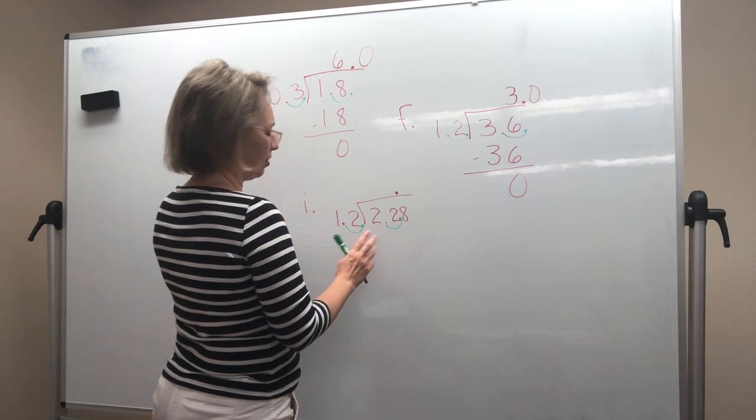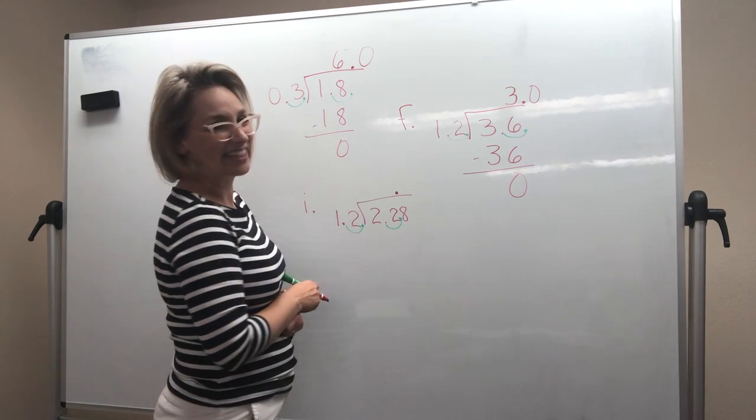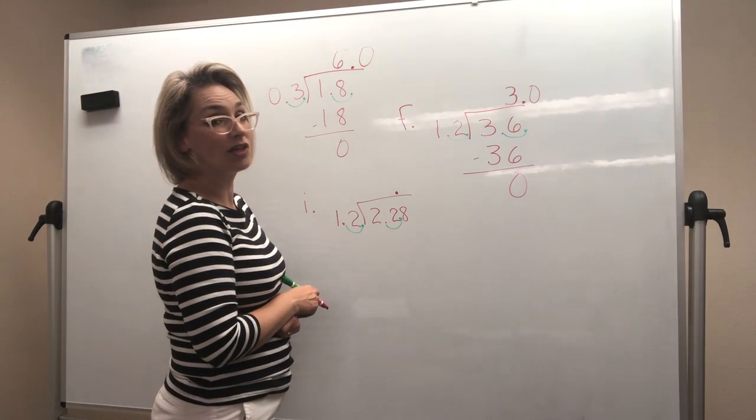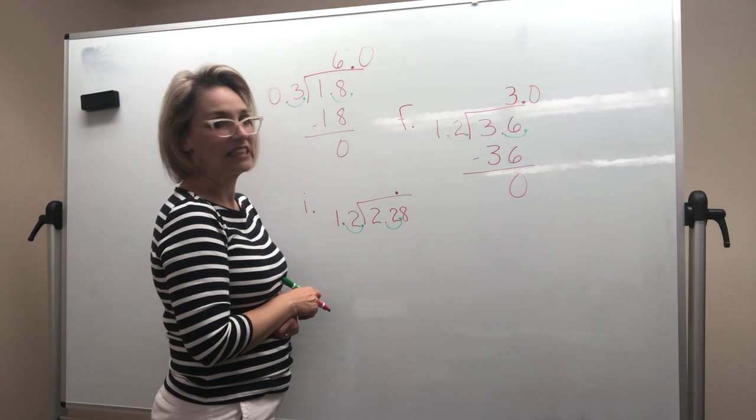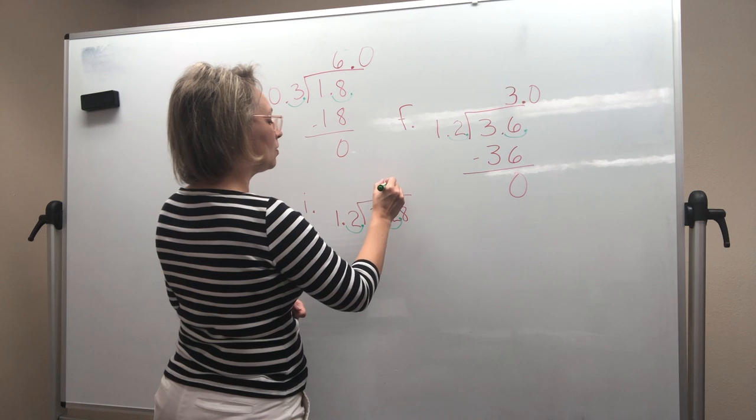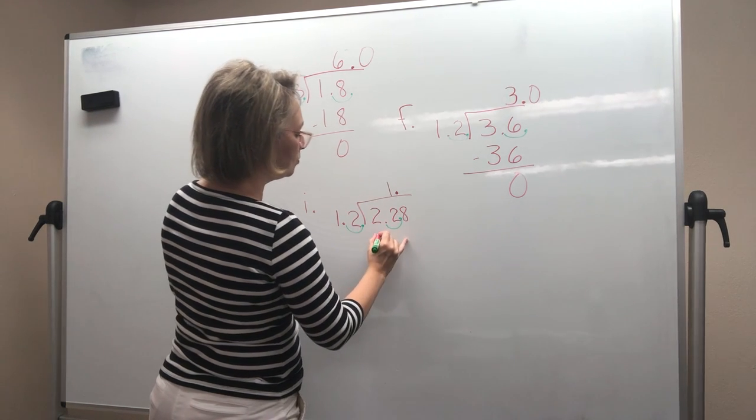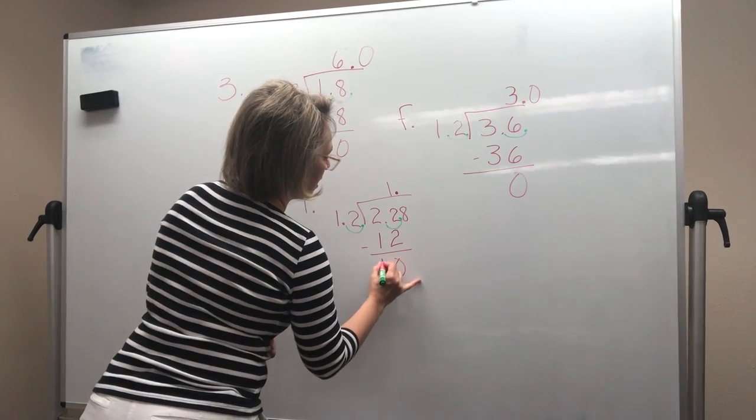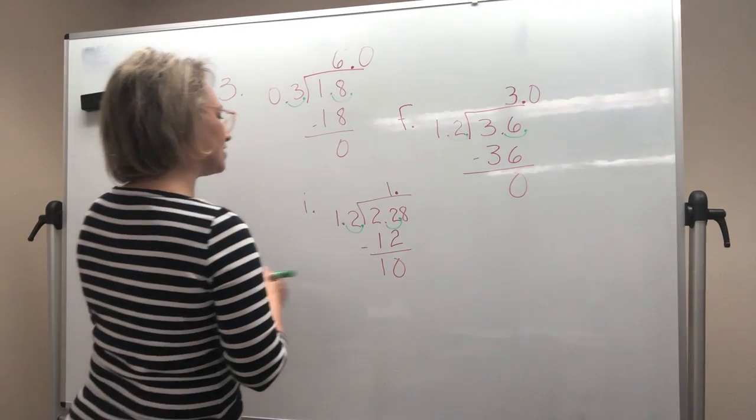Will 12 go into 2? No. Will 12 go into 22? It will. How many times? We know it will go in once. Will it go in twice? Because 2 times 12 is 24, so that's too big. So it has to be one time. 1 times 12 is 12. We're going to subtract, and our answer is 10.